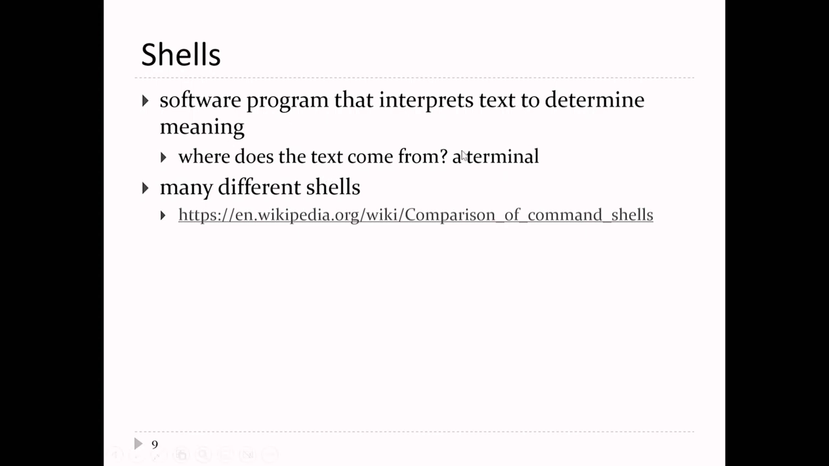Where does the text come from? Well, it comes from the terminal. And you have your choice of many different shells. The quote-unquote standard Linux shell is called bash. On Mac, the standard shell is now called ZSH, the Z shell, which is super inconvenient for me because now I have to tell you how to upgrade bash on your Mac. And there are actually many different shells.